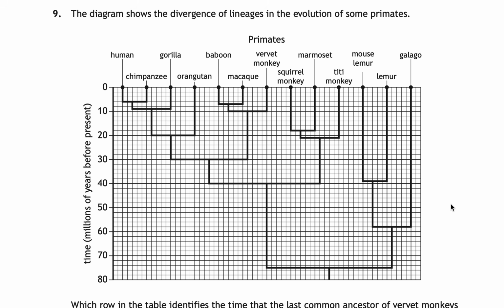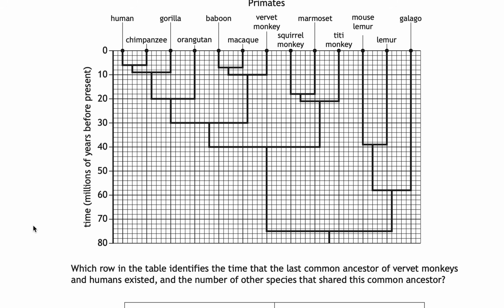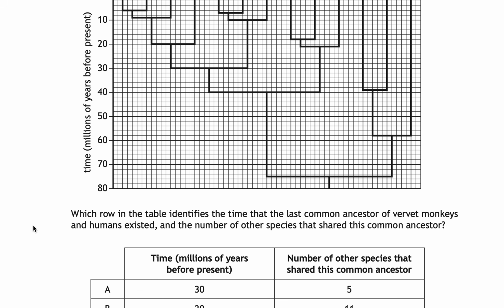For question 9, the diagram shows the divergence of lineages in the evolution of some primates. So you can see a bunch of different primates up top here, and the time, millions of years before the present, going from 0, present day, back to 80 million years. The question asks you, which row in the table identifies the time that the last common ancestor of vervet monkeys and humans existed, and the number of other species that shared this common ancestor.